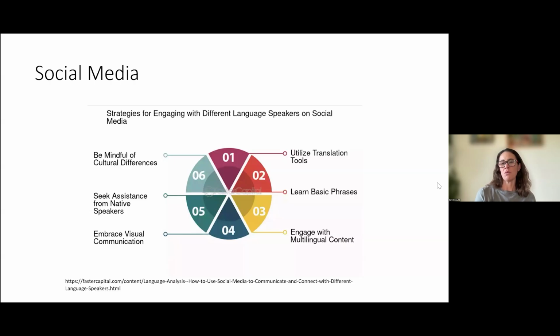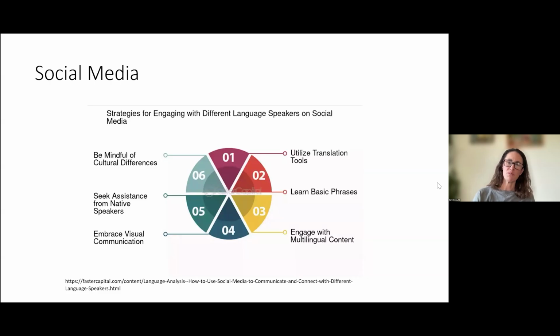We kind of talked about this. We don't want to just rely on things like Google Translate. We really need someone who has an understanding of both languages and cultures to look at the translation, make sure it is appropriate and relevant. Things like learning those basic phrases, engaging in multilingual content. A lot of non-English speakers do use a mix of English and another language, and so maybe even including a mix in that content.